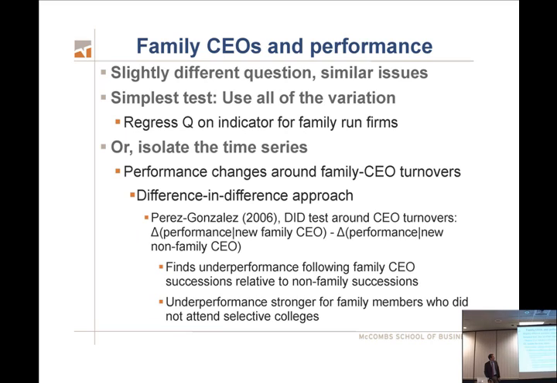Going on from inside ownership, go back to family CEOs. To talk about it a little more carefully, a similar debate, similar issues. Now, slightly differently, instead of worrying about inside ownership, what we're thinking about is this question of who runs the company or not. And again, the simplest test, as we went through before, would be to use all the variation: regress Q from a pooled sample on a family ownership indicator. Or you can isolate the time series. You can take performance changes around family CEO turnovers.